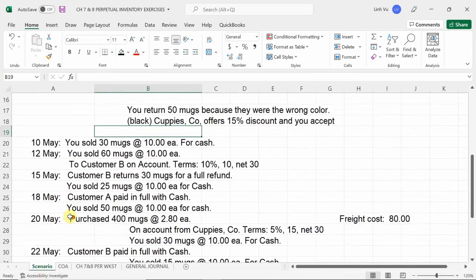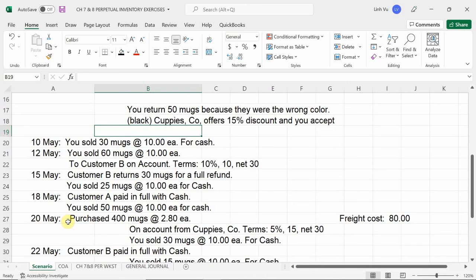So then May 15 rolls around and customer B decides to return 30 of those mugs for a full refund. Okay, so in this case, customer B decided, I don't need these cups anymore. So they returned 30 of those mugs for a full refund, and it's only been 3 days? So you accepted it and you are going to give him the full refund.